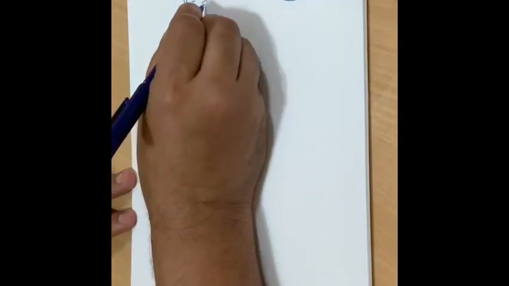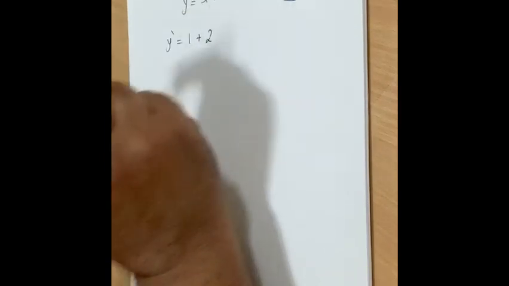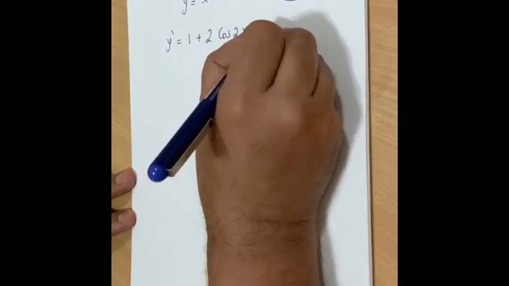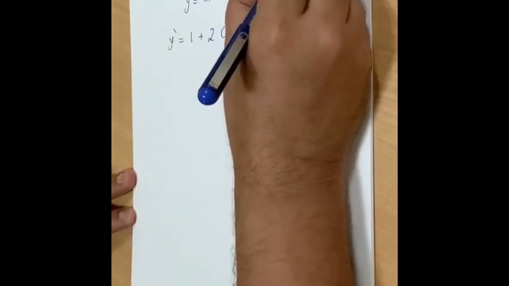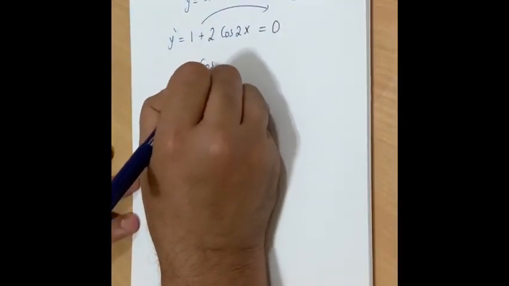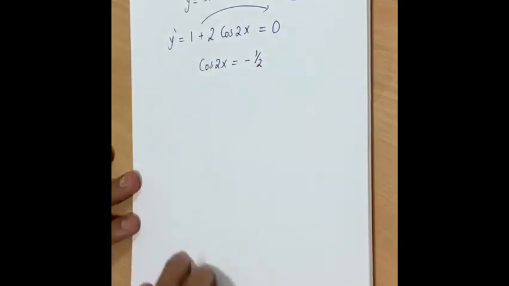Again, the first step is to differentiate the given function. So y dash, derivative of x is 1, derivative of 2x is 2 and sine is cosine 2x. Remember, at a stationary point, y dash equals 0. You just move 1 to the other side and divide both sides by 2. So cosine of 2x is negative half.